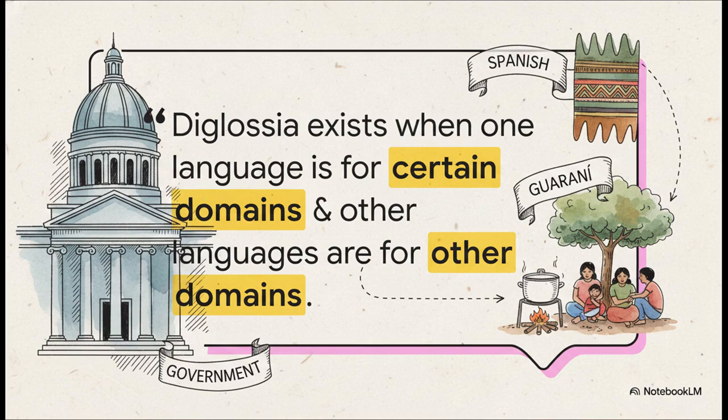He argued that the most important thing wasn't whether the languages were related, but that they had separate functions. For Fishman, a diglossic situation could totally involve two completely different languages. A great example is in Paraguay, where Spanish is used for government and the indigenous language Guarani is used for daily life. He called this extended diglossia.